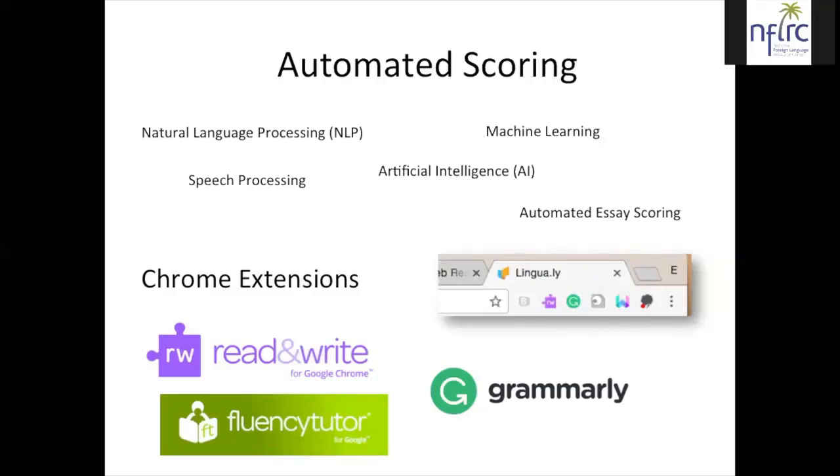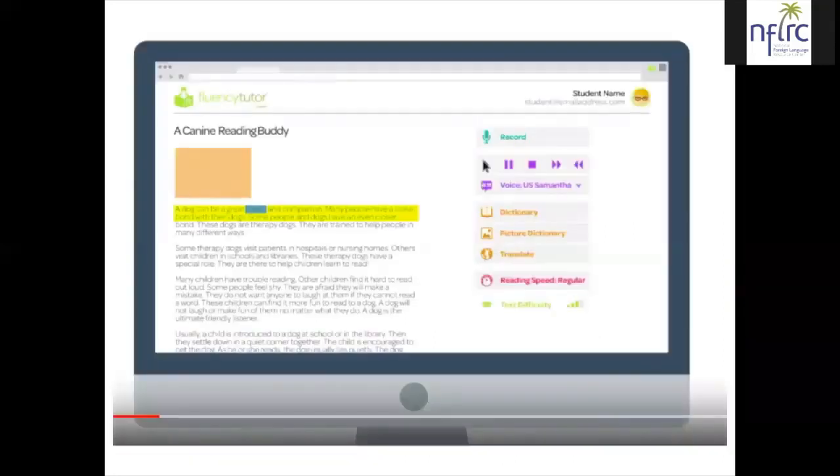A couple other tools here, Read and Write and Fluency Tutor, are produced by a company called TextHelp. These began as accessibility tools to help those learners who maybe have trouble seeing or trouble hearing, but they're actually very helpful for language learners. And Fluency Tutor, for example, allows the instructor to present the students with a text that they choose, and the students can then hear the text read aloud by different voices that they choose.